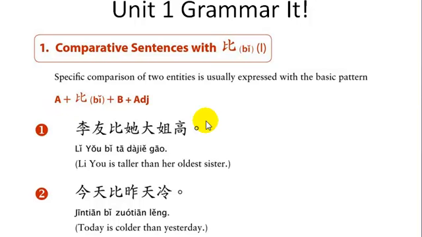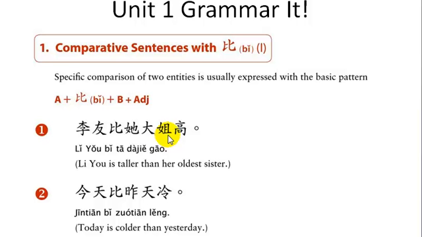So here's an example. 李有比他大姐高. Right? So Liu is taller than her sister. Older sister in this case. 李有比他大姐高. Right? So Liu is taller than her older sister.